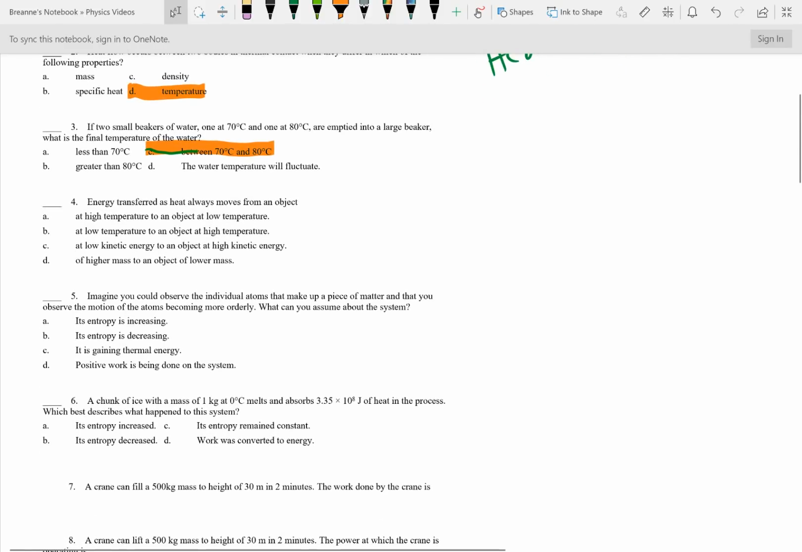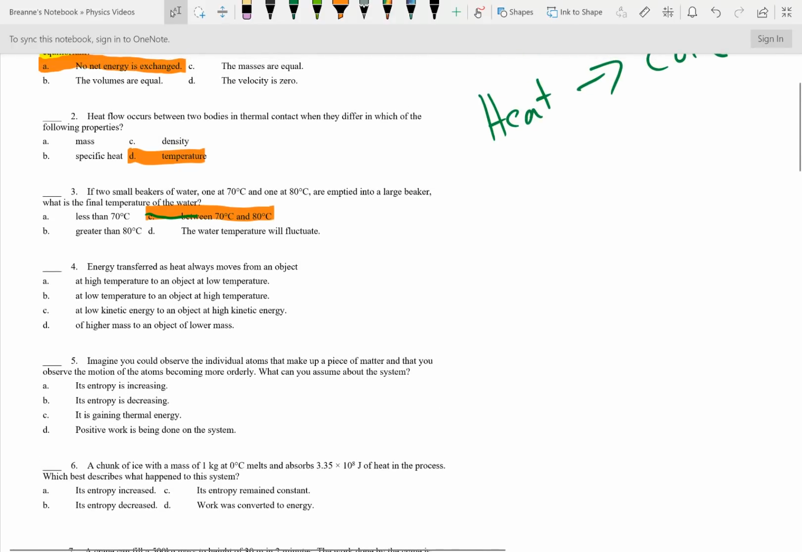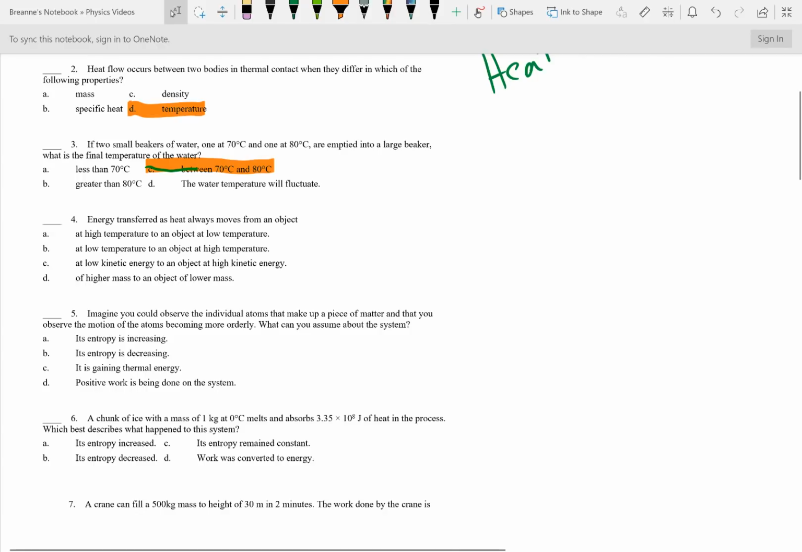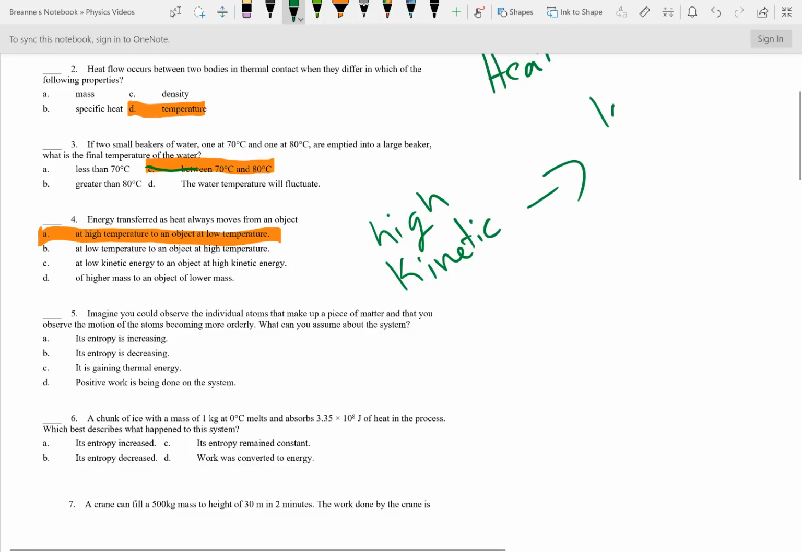Number 4, energy transferred as heat always moves from object. So okay, again, we're talking energy transfer here. Heat flows from what to what? So we know heat is going to transfer, we just talked about it, hot to cold. So we have high temperature to low temperature. High temperature to low temperature, hot to cold. A little bit of a tidbit of information, it also transfers from high kinetic energy. See if I can spell kinetic energy right. High kinetic energy to low kinetic energy.